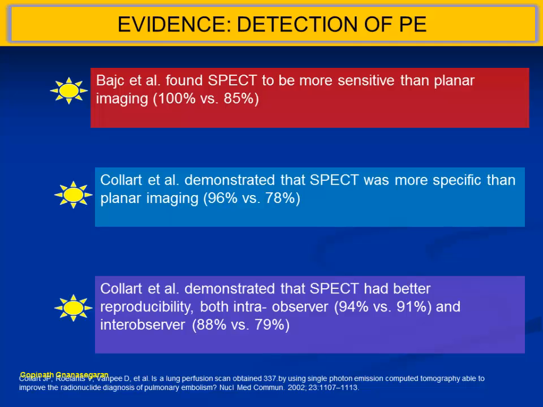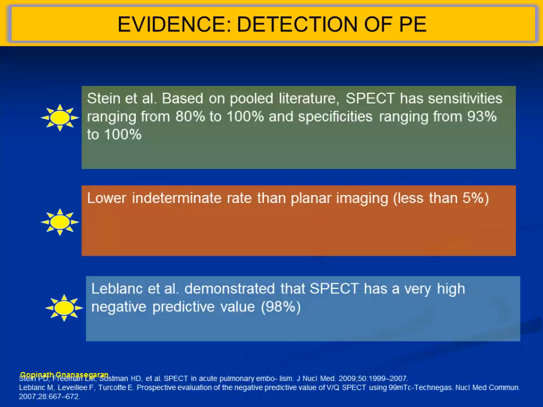Current evidence for the role of SPECT: SPECT was found to be more sensitive and more specific than planar imaging, and it also has better reproducibility. SPECT sensitivities ranged from 80 to 100% and specificity up to 93%. By converting from planar imaging to SPECT, the reporting pattern became yes or no rather than indeterminate findings. So there may be less than 1 to 2% of scans where you cannot diagnose PE. In those cases you have to recommend a CTPA.